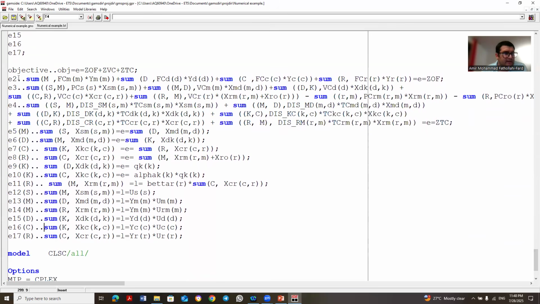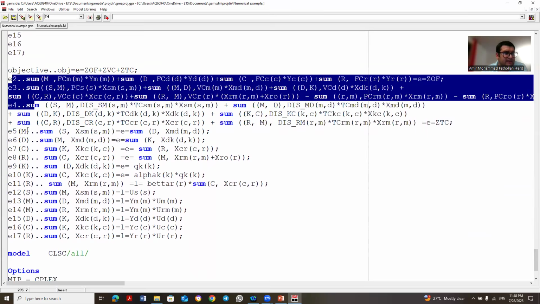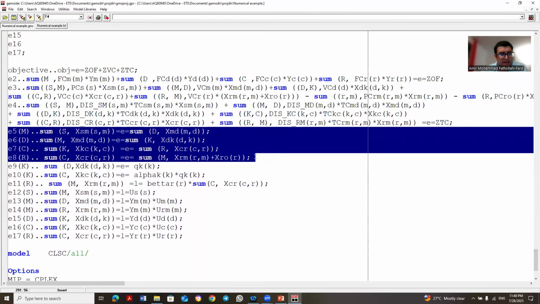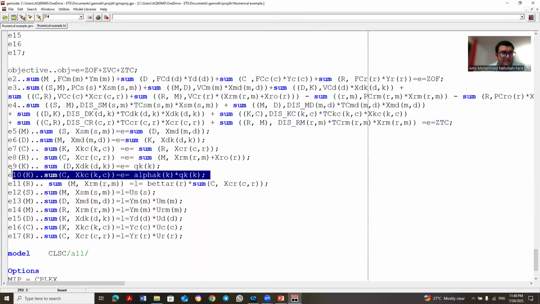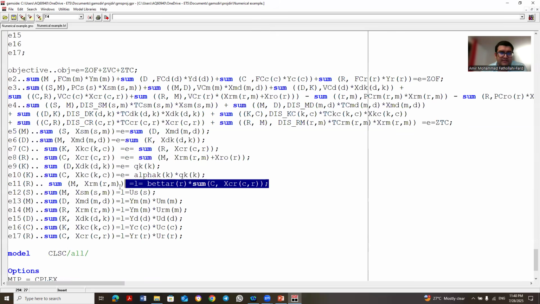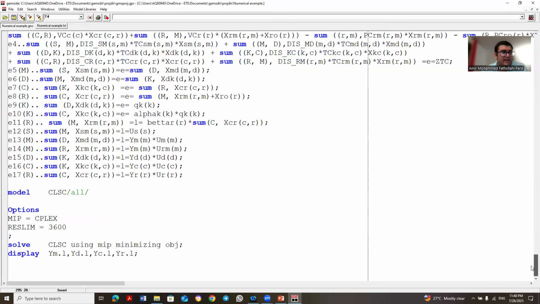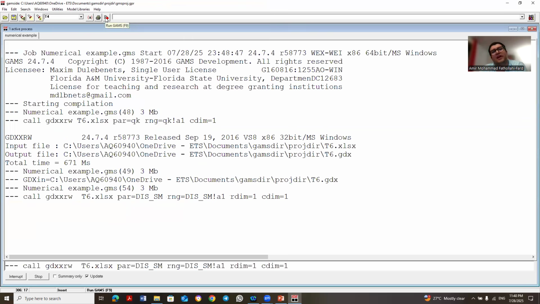For example, these are for the objectives. Here are the constraints for the network balance. These are the constraints for the demand satisfaction. This constraint is for the recycling of the tires, and also these are the capacity constraints that we have here. And finally, we provide the options for using the software. Here we have used a CPLEX solver and a time limit of 3,600 seconds. Now we run this optimization problem.